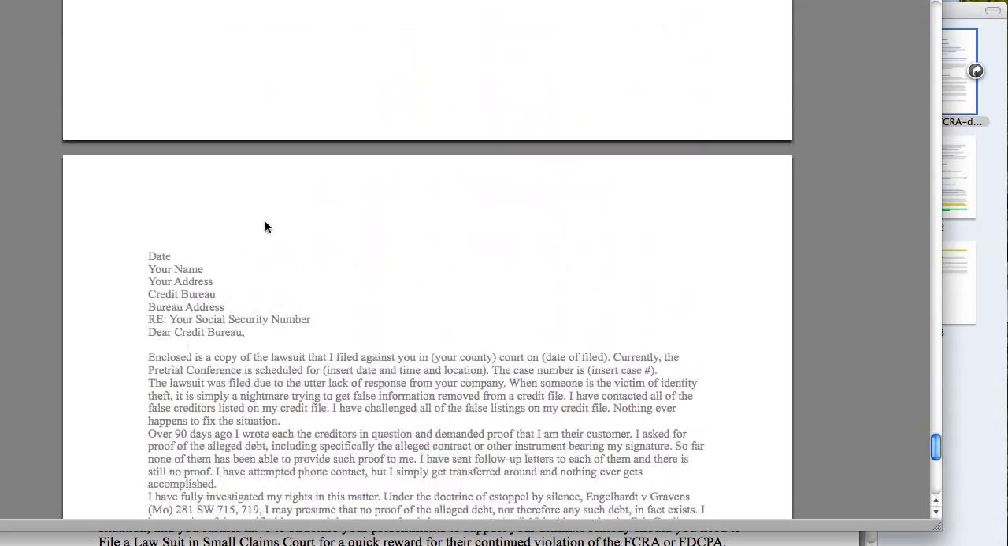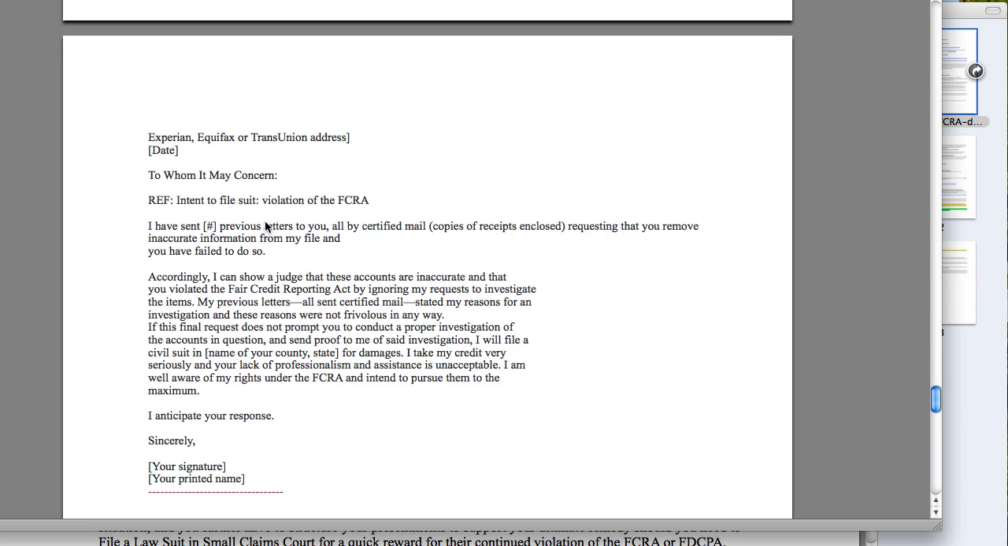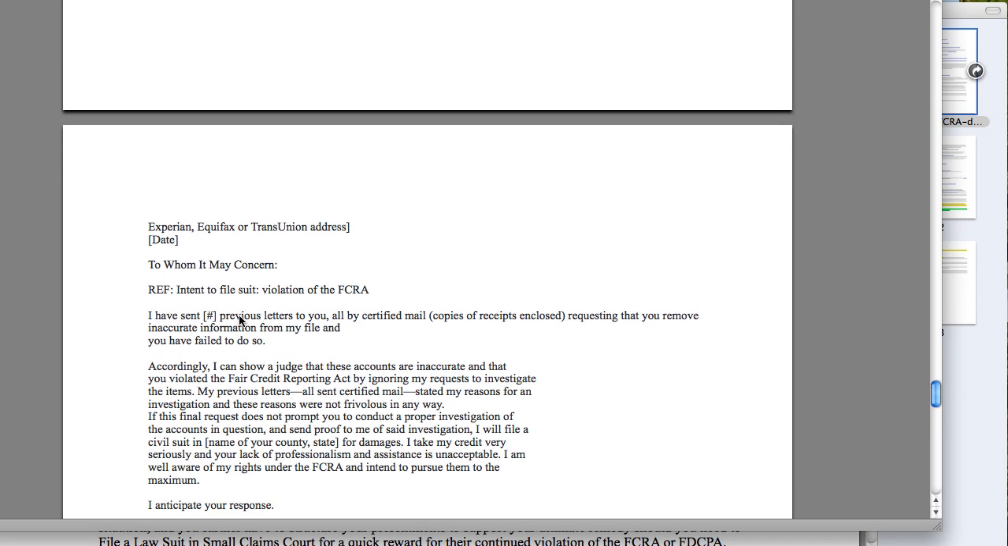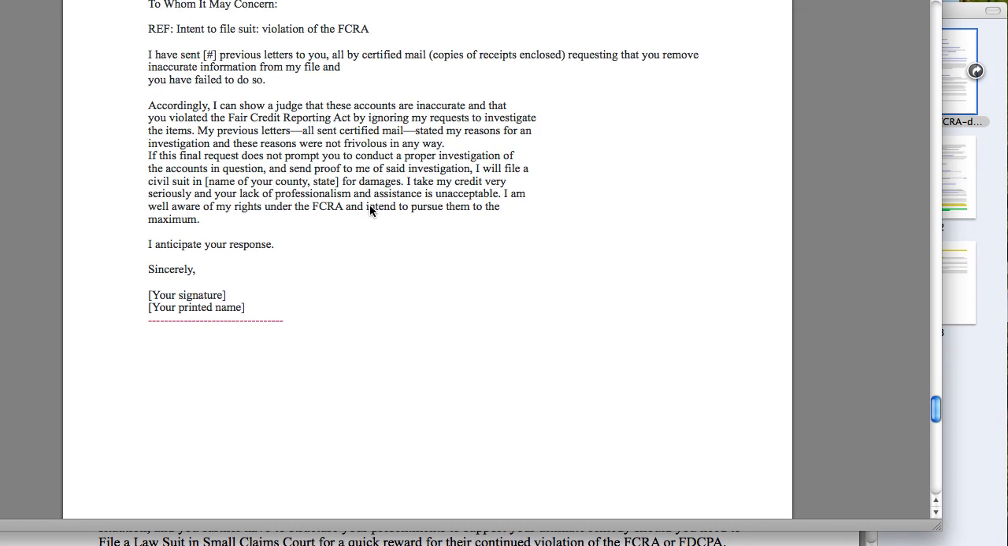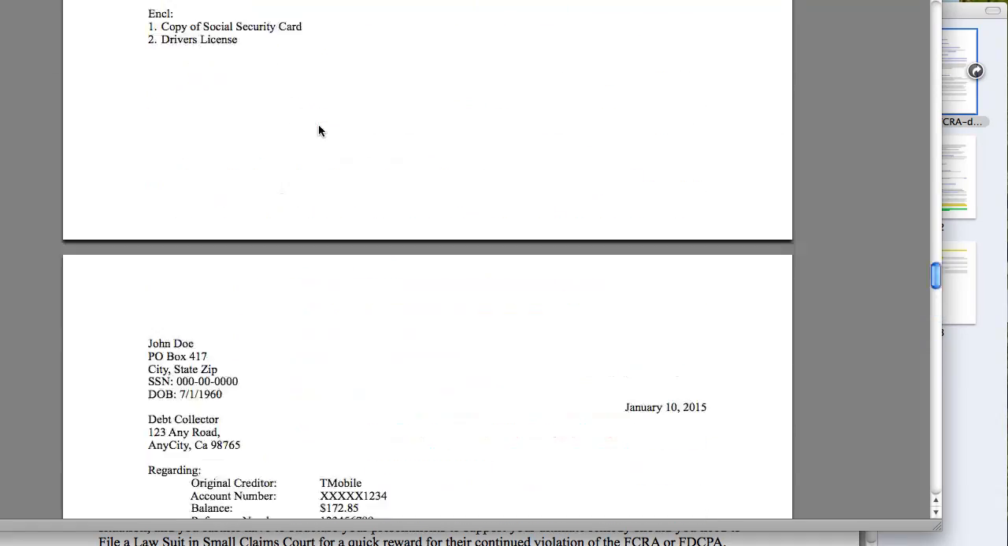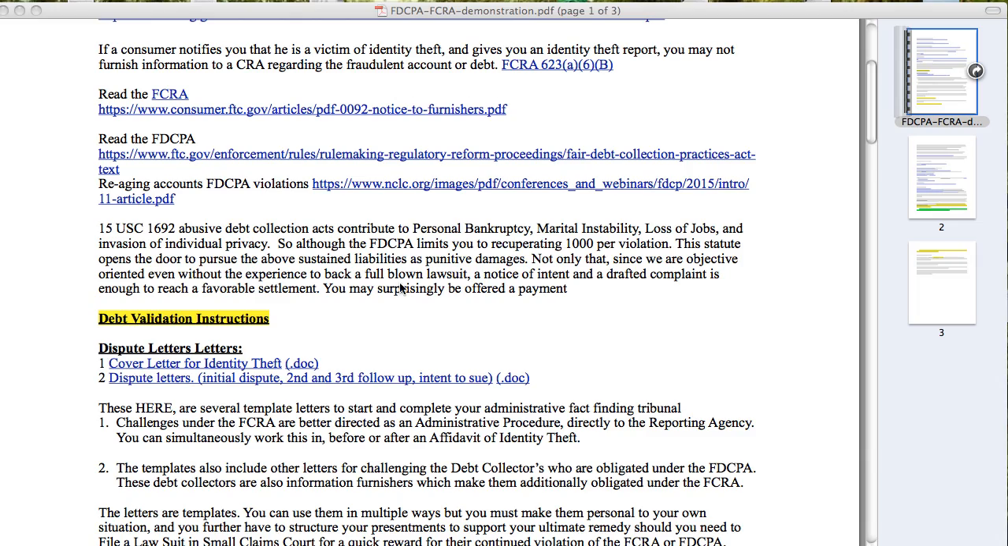These are letters in here all the way to getting you to the point of filing the lawsuit. Here's another notice of intent to file lawsuit. There are 2 letters like that, and then there's a letter that you send them to let them know that you filed a lawsuit against them. So it says, I have sent previous letters to you, all by certified mail, copies of receipts enclosed, requesting that you remove inaccurate information from my file, and you have failed to do so. Accordingly, blah blah blah, and you're letting them know that you're going to sue them now. Okay, so where are we at?